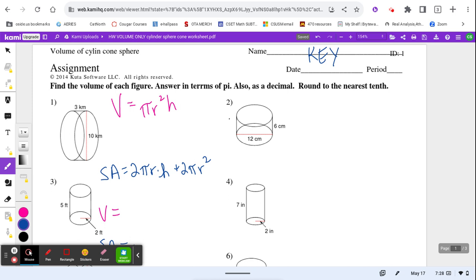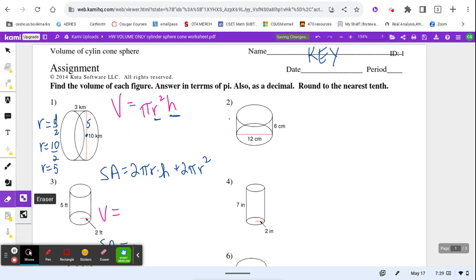So in the first one, notice that the formula has an R for radius and an H for height. And so when I look at the picture, do you see how sometimes we give you a full diameter instead of a radius? So if that's the case, like in your number 2 that you're about to go do, you have to take the diameter and split it in half, right? So if the whole diameter is 10, our radius is only going to be 5. So now we just go plug in.